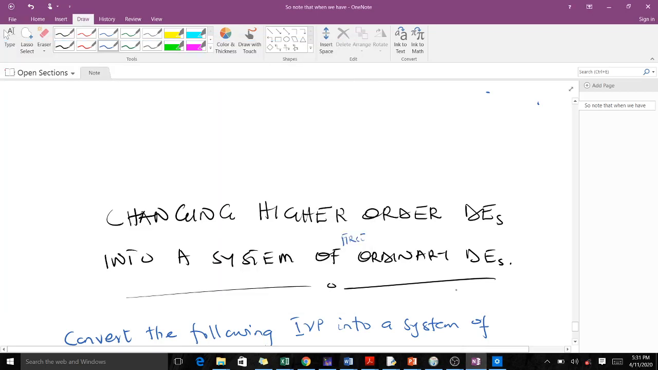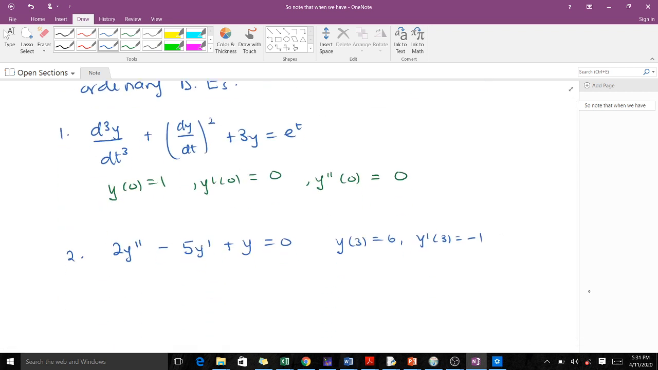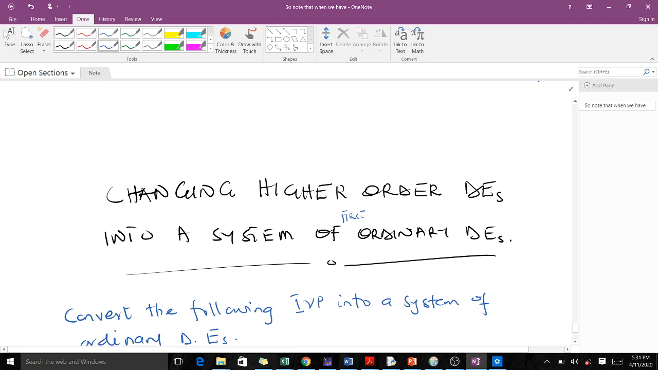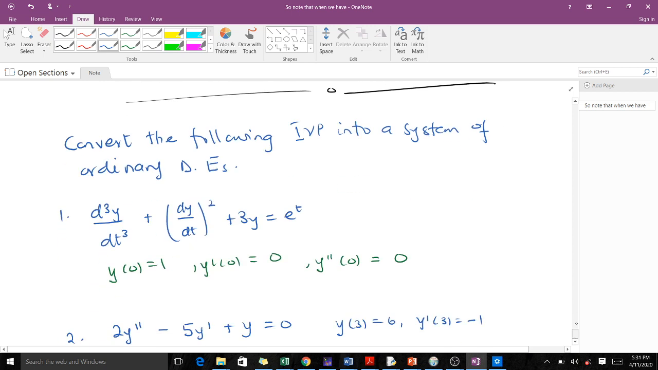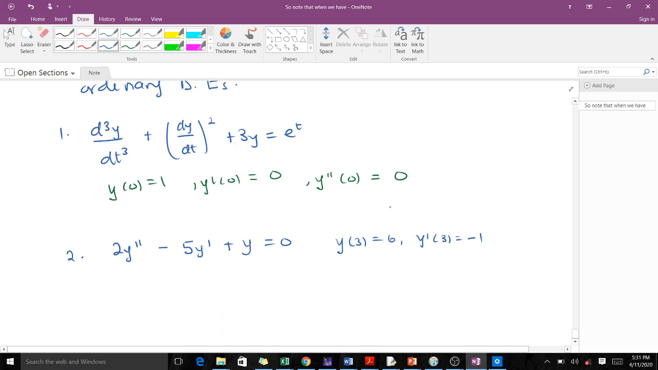Good day. In today's lesson, we'll be going through how to change higher order differential equations into a system of first order ordinary differential equations, and we're going to go through this with two examples. So, our question says you are supposed to convert the following initial value problems into a system of ordinary differential equations, and this is our first ordinary differential equation with the IVP given, like the initial values given, and this is our second ordinary differential equation.